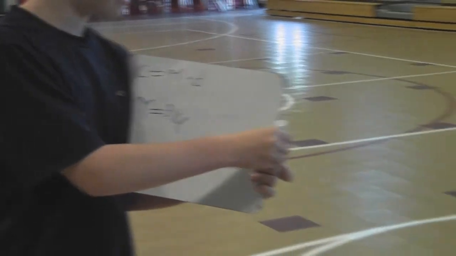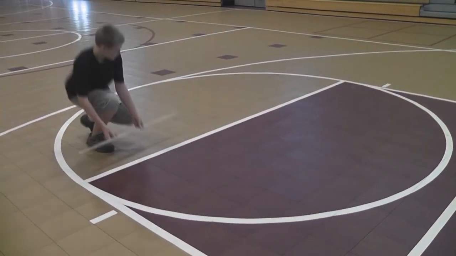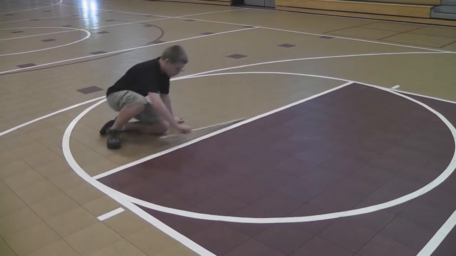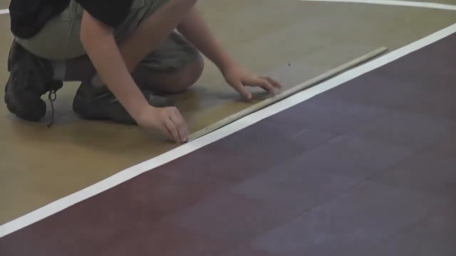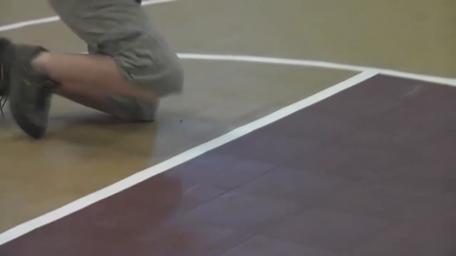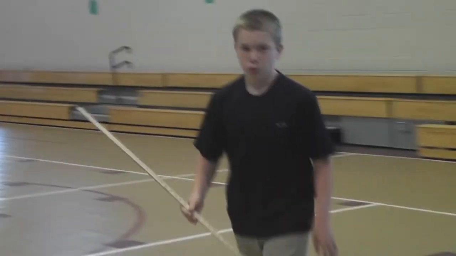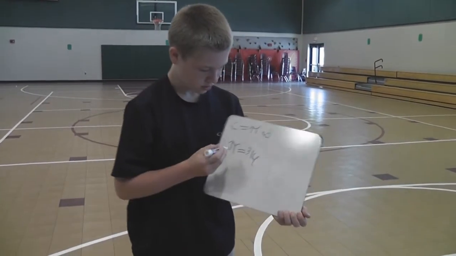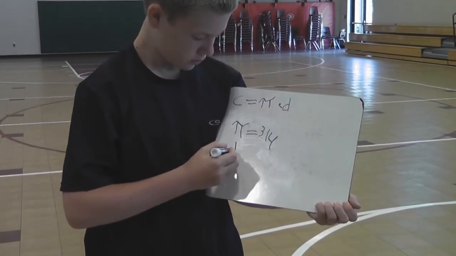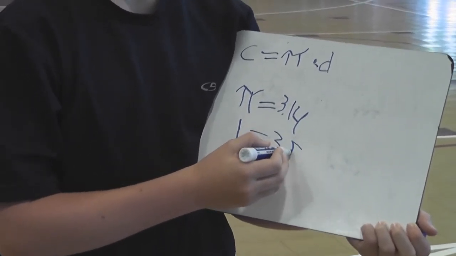Now we need to find the diameter of this circle here. So 1 meter, 2 meters, 3 meters, and then each meter took up the 4 blocks, so that means that 2 blocks equals half a meter, so that's 3.5 meters. And now let's go back to the classroom to work this out.